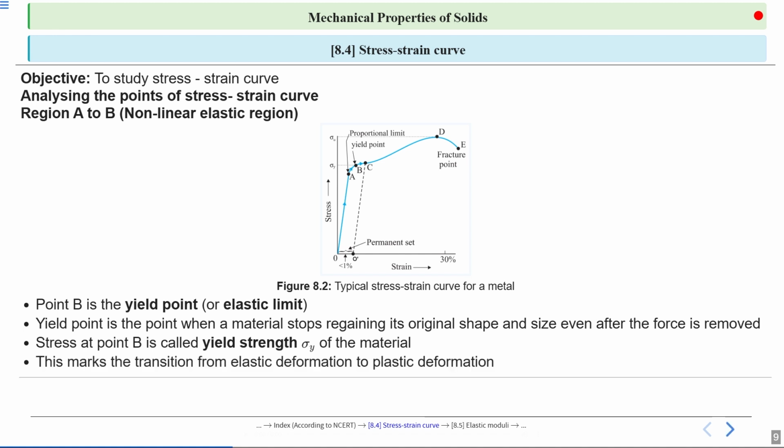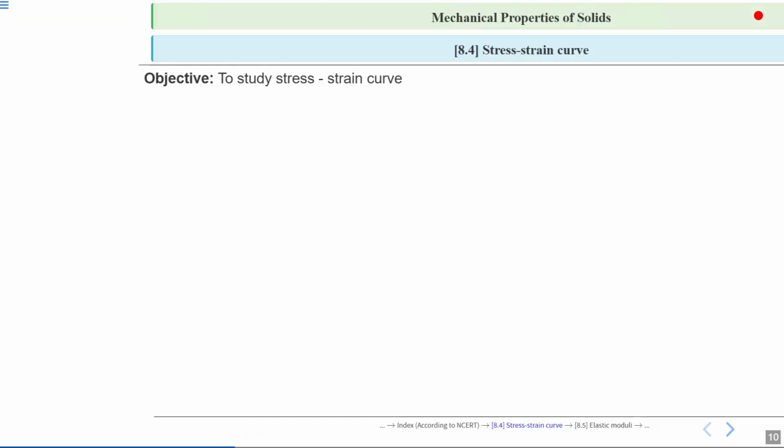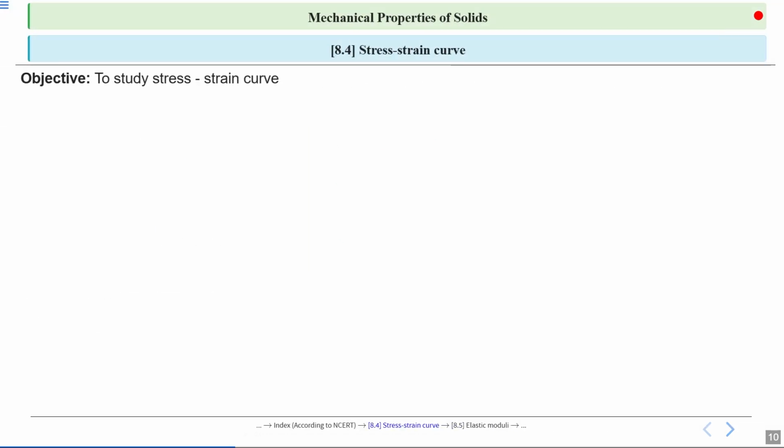This transition from elastic deformation to plastic deformation is a key concept up to the yield point. The material can recover, but beyond it changes permanently. So, let's focus on analyzing the key points on the stress strain curve.